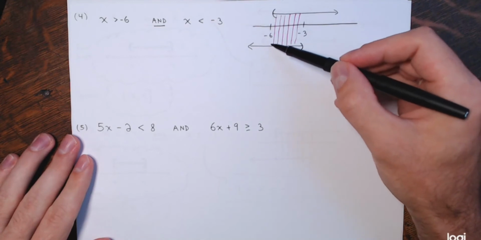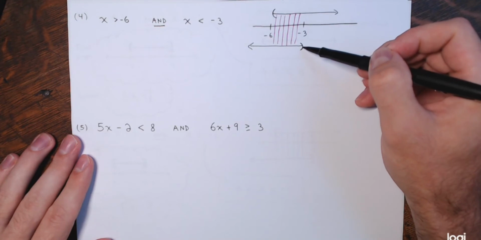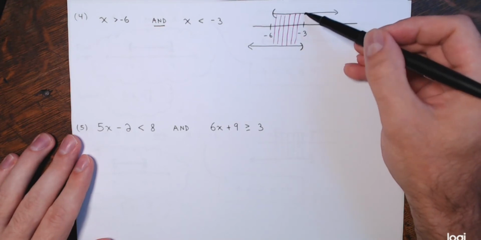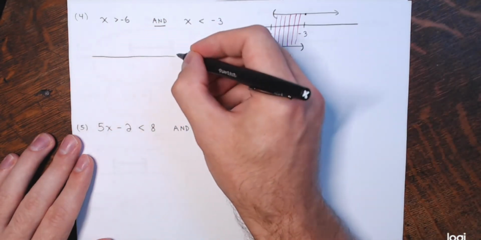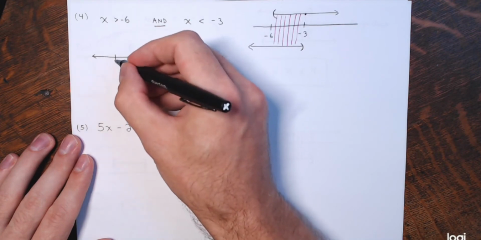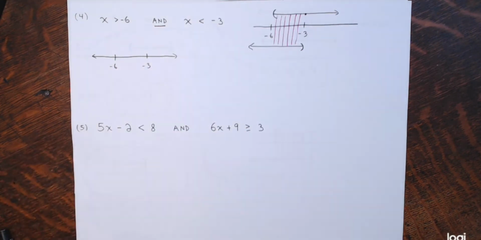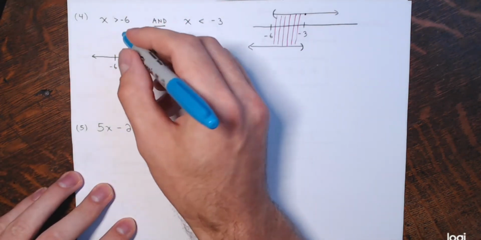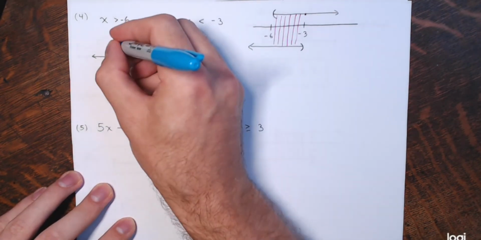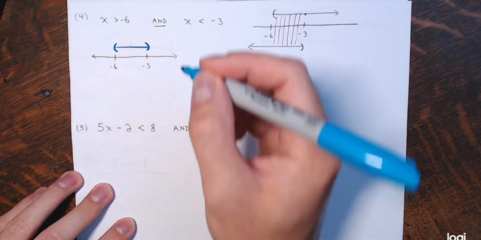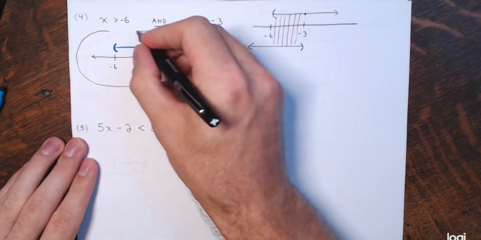But not -6, right? -6 is on the second graph, but not the first one. Not -3 either. -3 is on the first graph, but not on the second graph. So my final graph, the one I would hand in, has -6 and -3, and the solutions to this compound inequality, the numbers that satisfy both, are the numbers between -6 and -3, but not including -6 nor -3. I'll put this in a circle. This is what I would hand in.